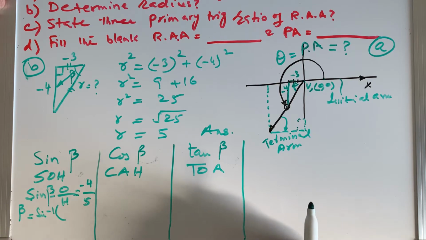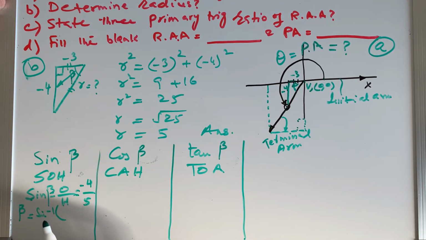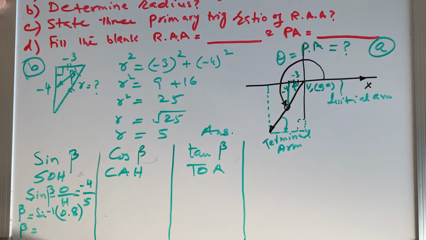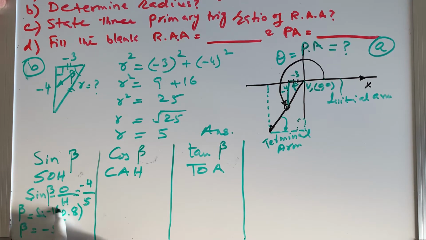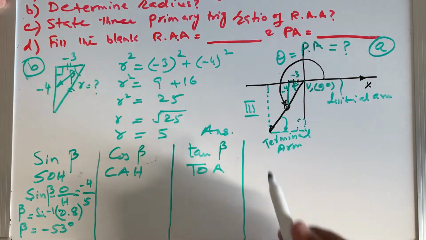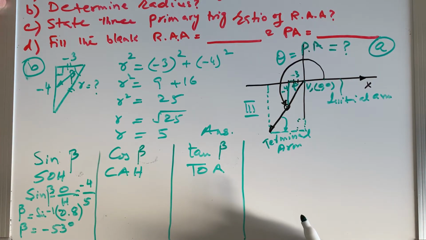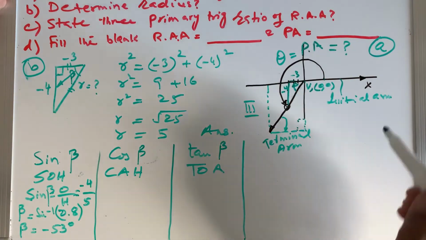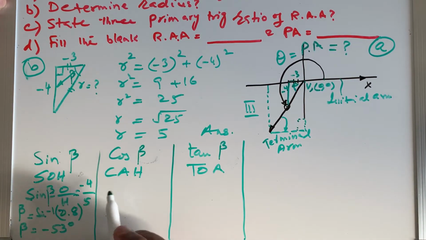What is 4 over 5? Yes, 0.8. And if you use the calculator to get the value of beta, it is -53 degree. And you know that in the third quadrant we are here, and in third quadrant all are negative except tangent, CAST, right? So I will write out the CAST as well for you.